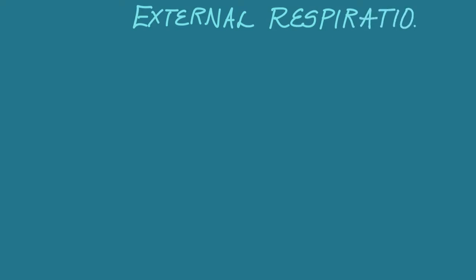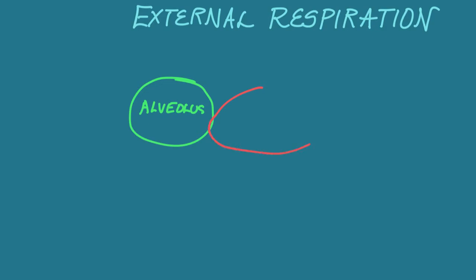External respiration takes place in the lungs. It is the process in which exchange of gases takes place between the alveolus and the pulmonary capillary. Air that's inhaled arrives at the alveolus, crosses the alveolar wall, crosses the capillary wall, and ends up in the pulmonary capillary. This way, oxygen diffuses from the alveolus to the capillary. Carbon dioxide diffuses from the capillary to the alveolus.